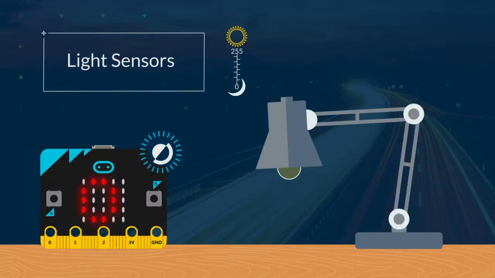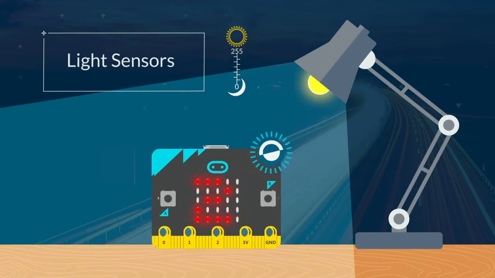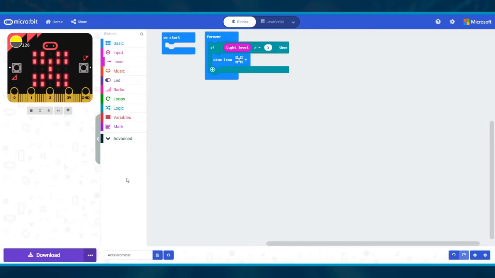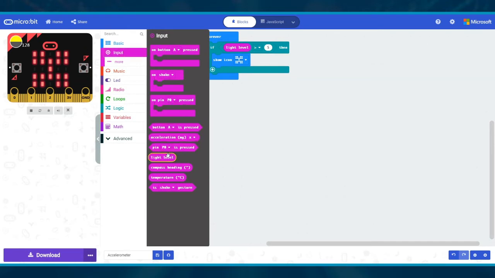The micro:bit has a sensor in it that can detect how light or dark it is in the room where it is. It will return a number between 0 and 255. The higher the number, the brighter the room is. The light level is accessed from the input menu. It's the block light level.